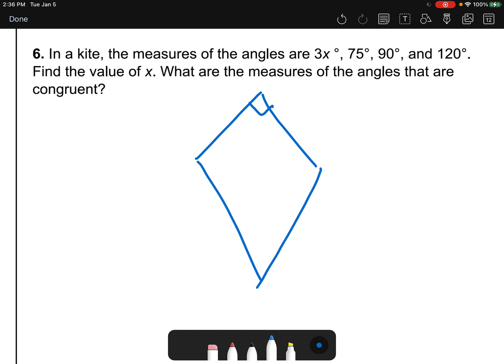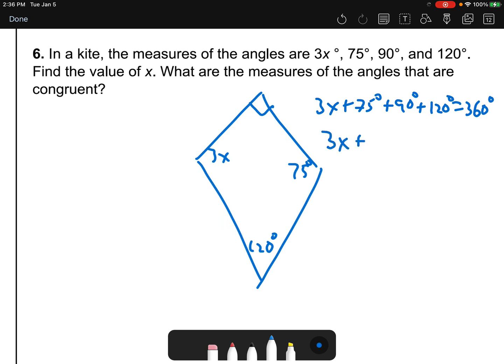And let's see. 3x, 90, 3x, 75, and 120. I mean, it may not look like that. It doesn't really matter. The important thing here is, what does the kite add up to? Well, the kite is 360. So we're going to add those up and equal 360.